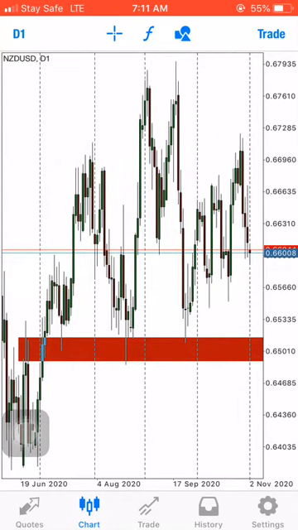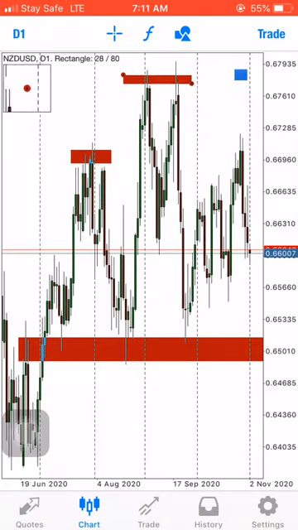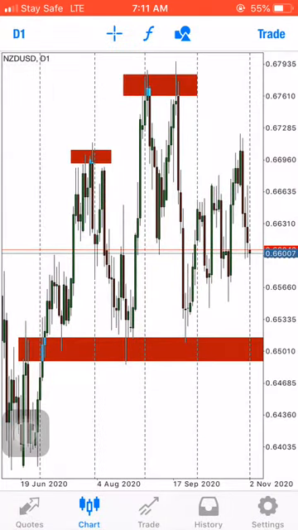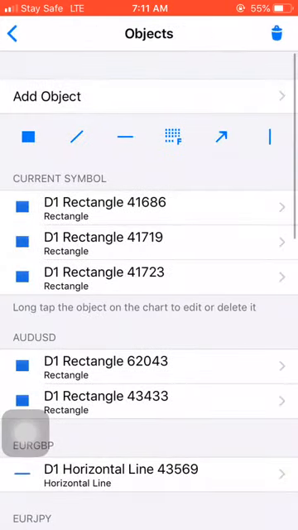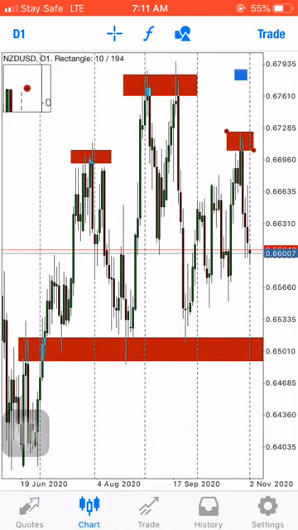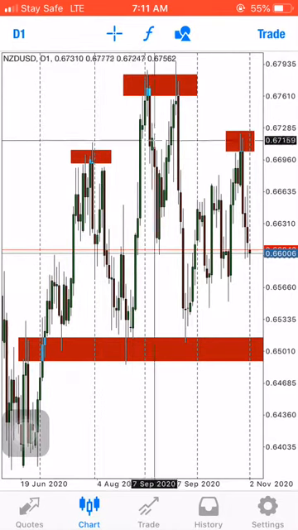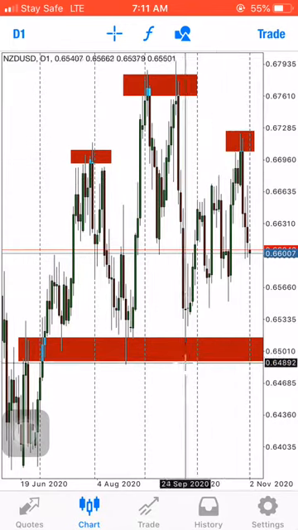So what do you do? You mark this out. Mark your shoulder, your head. Don't worry, you're not late to the party. I'm sure some people will say, "Oh, this has gone too far. I missed this setup." It's fine. It hasn't gone too far. So you can see the shoulder, head, and the shoulder, and then the neckline.